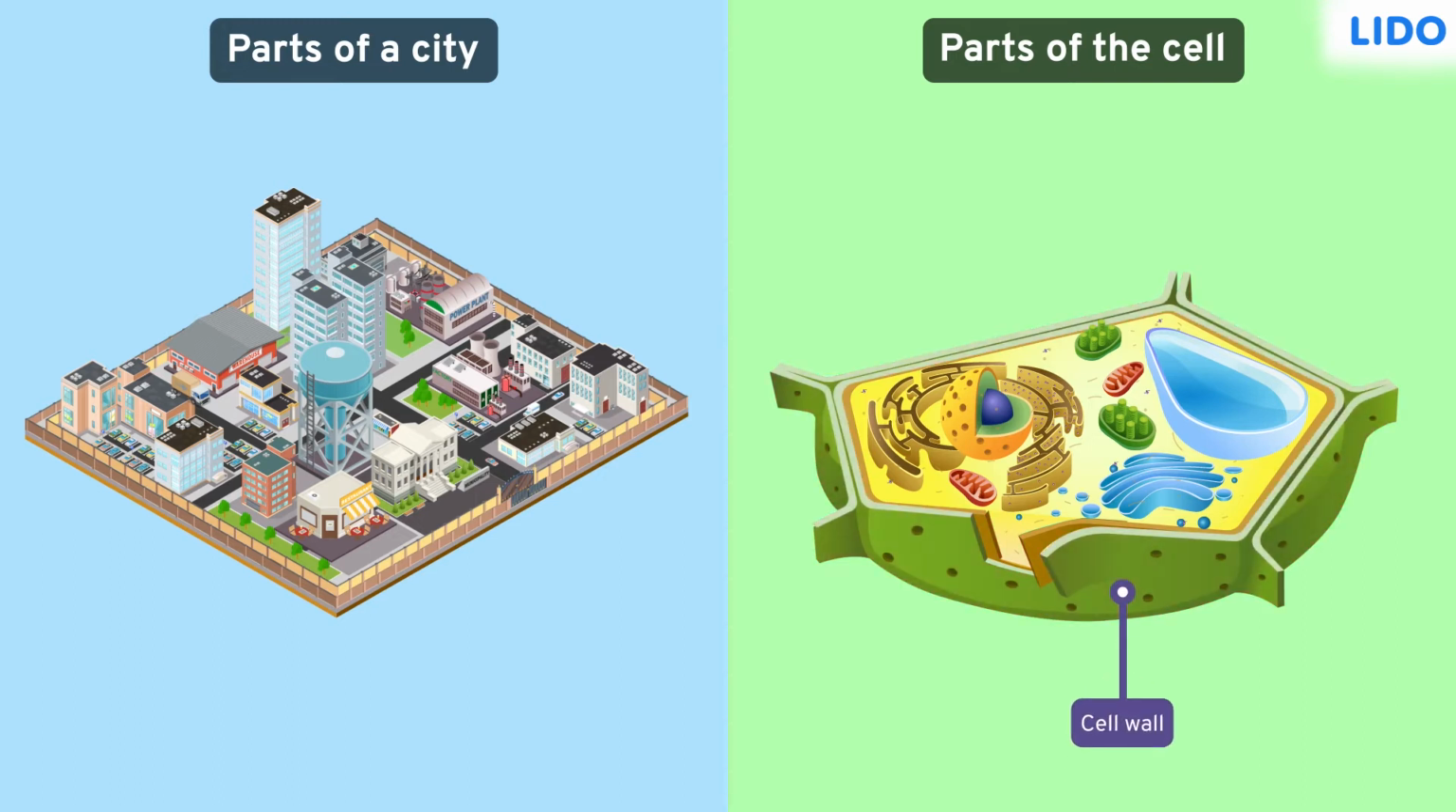If you look closely, you will see that Rohan's city has another boundary that controls the entry and exit of people and things. Do cells have a similar boundary? Yes, they do. It's called the cell membrane or plasma membrane.